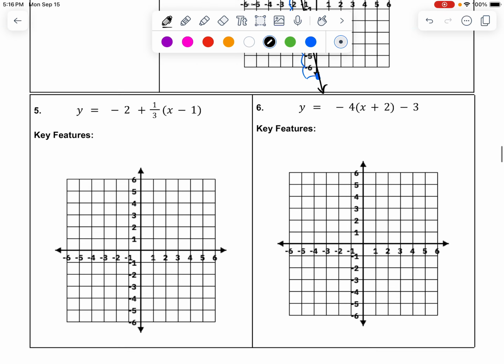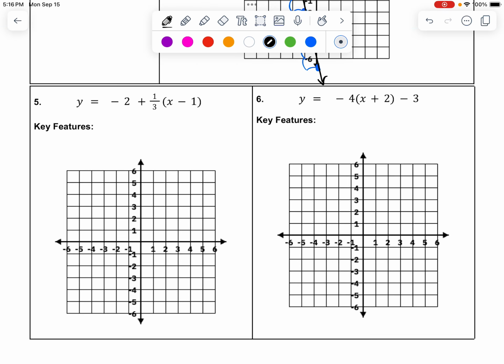Let's try that a couple more times. So for number 5, I'm going to start by identifying my key features. I'm going to have a starting point, and I'm going to have a slope. Now my slope is the easiest thing for me to find. M parentheses, and my slope is 1/3.